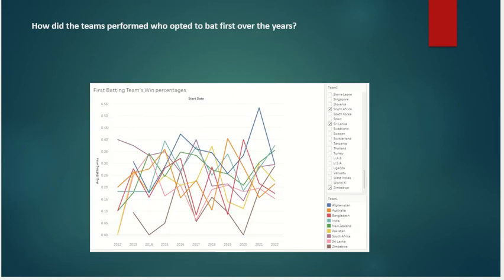This chart shows the winning percentage of the teams that opted to bat first over the years. We can see that there is uncertainty in the teams' performance. For the year 2020, there is a sharp decline for almost all the teams. This can be attributed to the COVID situation in the world that restricted the teams from playing. By selecting specific countries from the country slicer, we can choose to compare the performances.